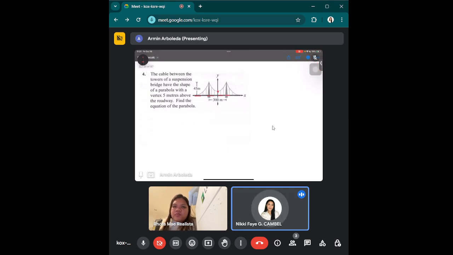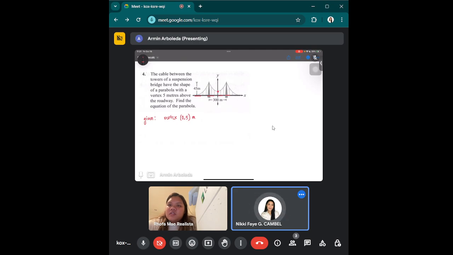So let's first enumerate what is given to us. First, you have the vertex, which is what? What's our vertex if it's here? It's 0 and 5. This is actually in meters. Then if we have the vertex, we need another point, right? To find the equation, we need another point.